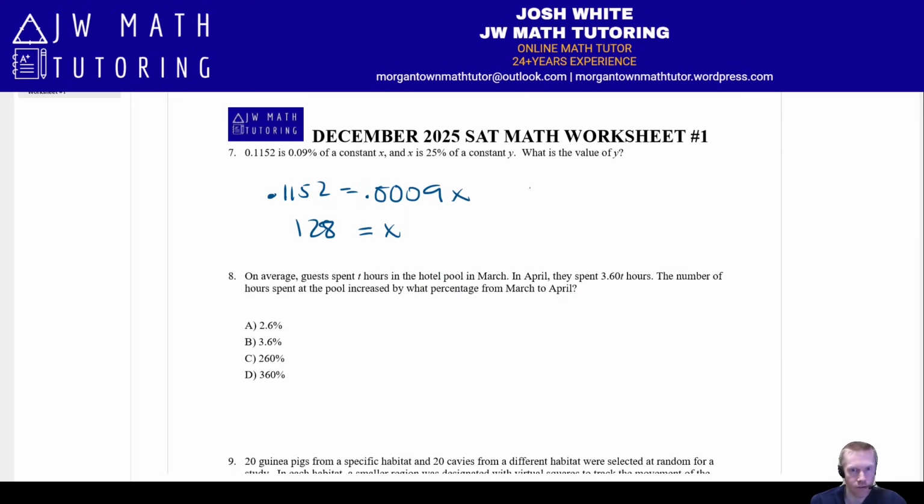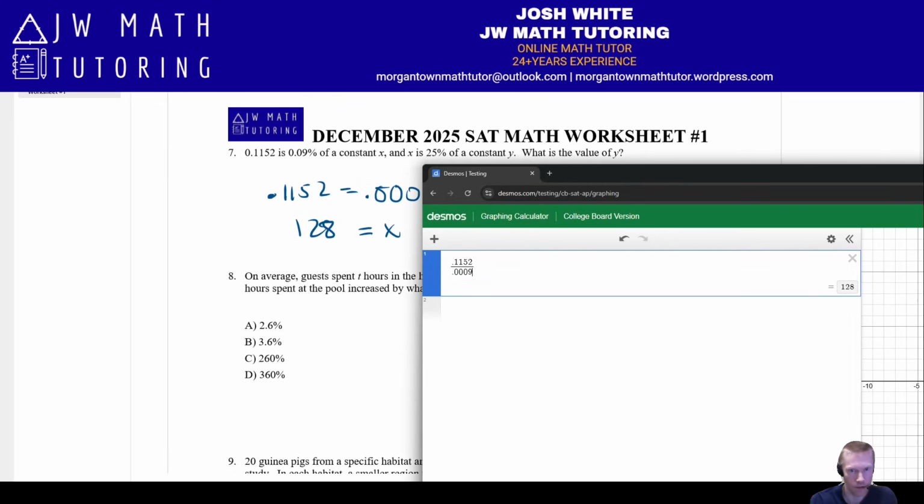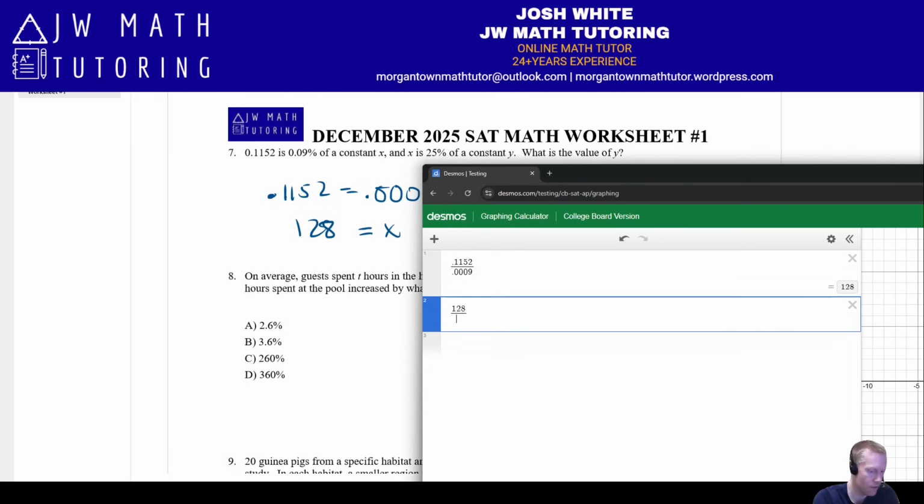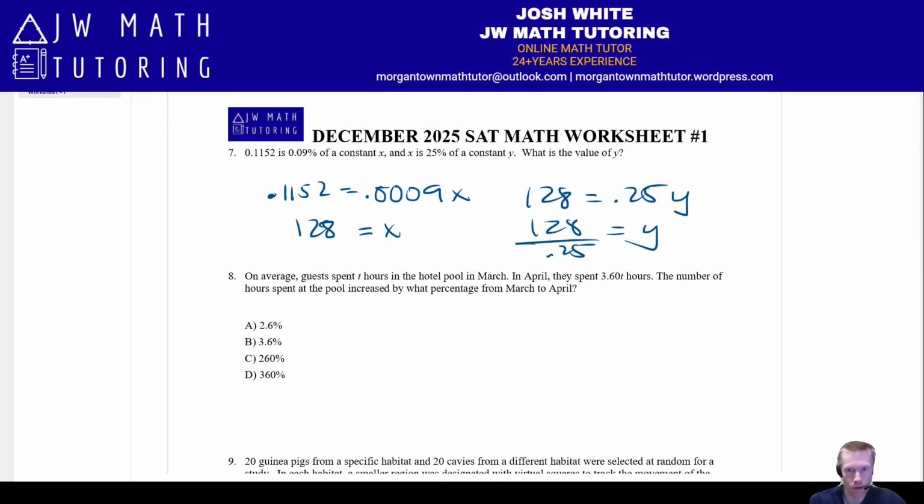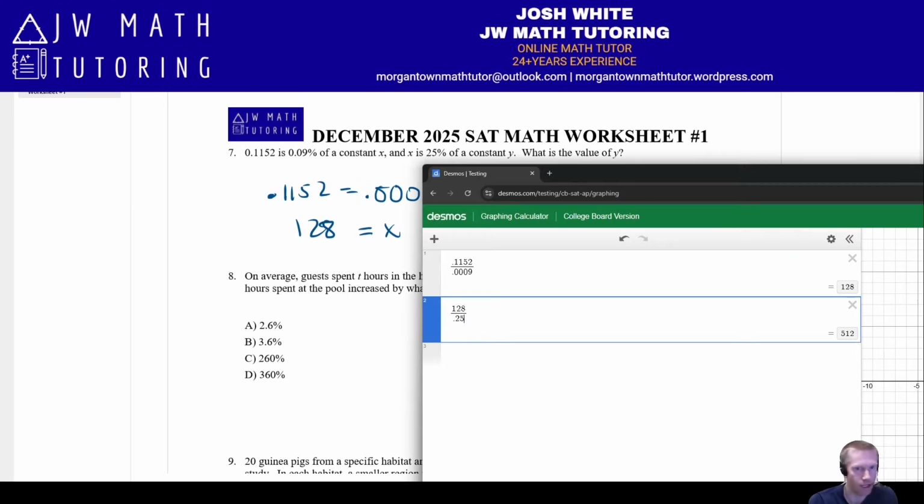And now x, or 128, is 25%, 0.25, times a constant y. So y is just equal to 128 divided by 0.25, or 128 divided by a fourth, which is 512. Therefore, the correct answer for y is 512. That's what you would type in. Now, let's see how you could do this entire thing in Desmos.